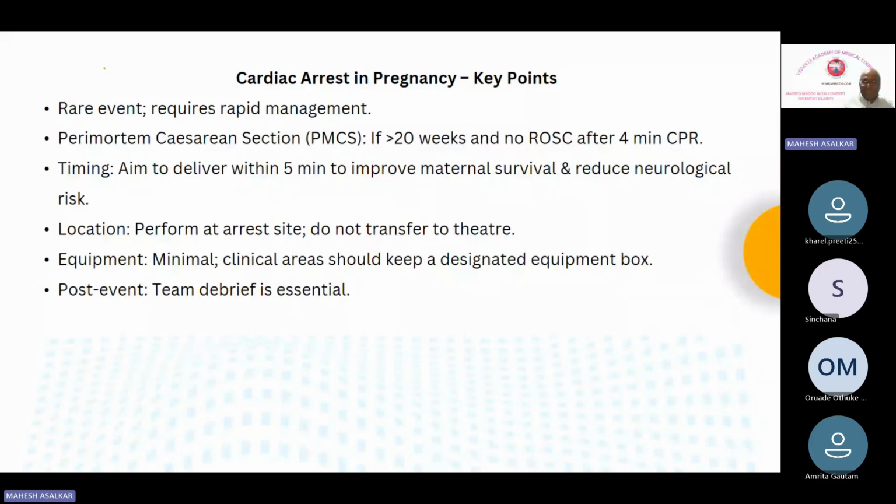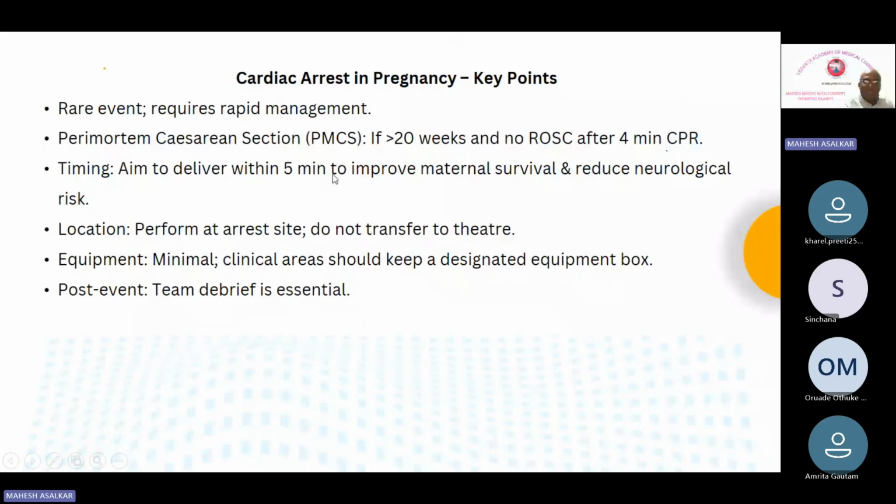Then what is the next step? Okay, then the next step will be to take the decision of perimortem caesarean section because 4 minutes are over. Sometimes they can ask you the question, in cases of perimortem caesarean section, within how much time the baby should be delivered. So the baby delivery should happen within 5 minutes of starting the CPR.